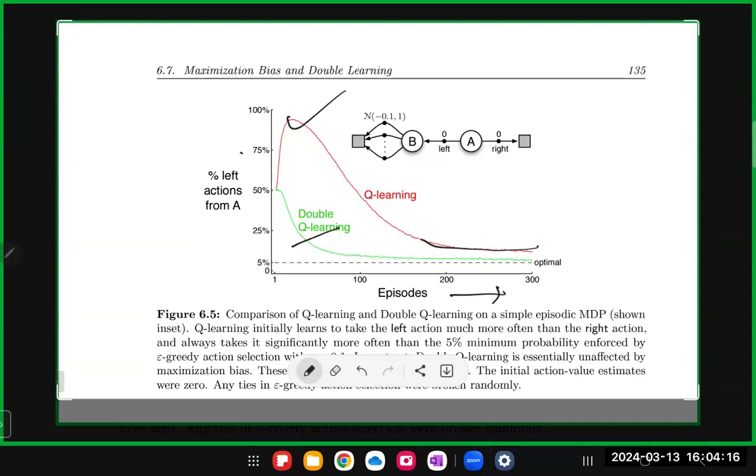But as you see in double Q learning, this maximization bias is solved to some extent, so it will quickly learn that the left action is a bad action in state A. Okay. So this is just one toy example to illustrate the advantage of double Q learning versus the conventional Q learning.